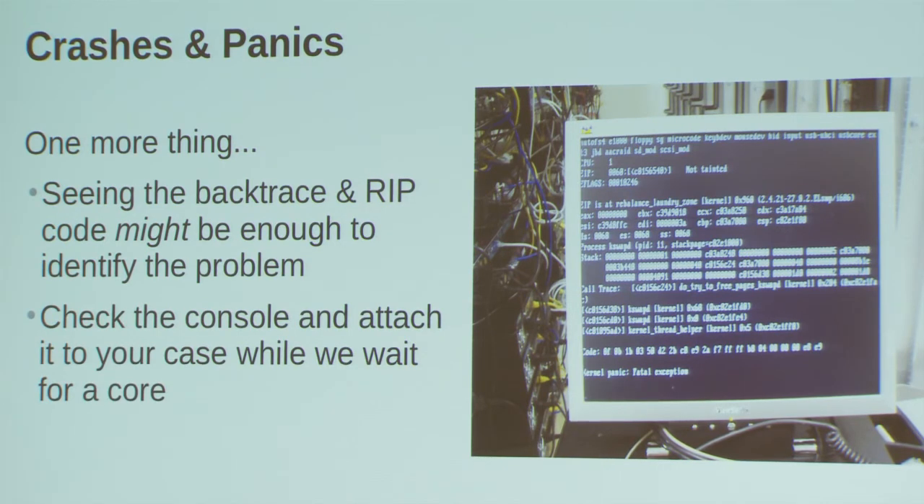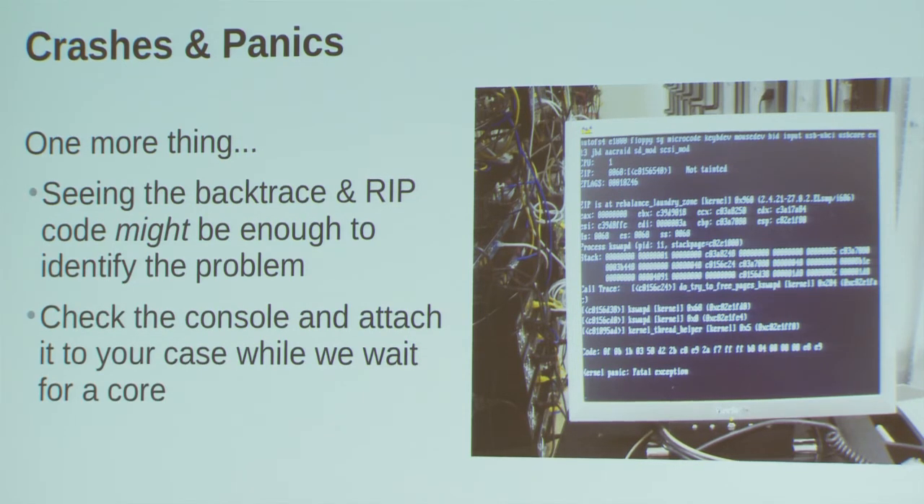This one in particular, the rebalance_laundry_zone over there, is enough for us to know what this was. So instead of spending the time trying to get us the core, which could be a big file, you might have to split it and that kind of stuff, send us that right away while you're working on getting us the core. And that will get us started. There's a decent chance that we can identify the problem from just that screenshot. So check the console, attach it, it'll be good.